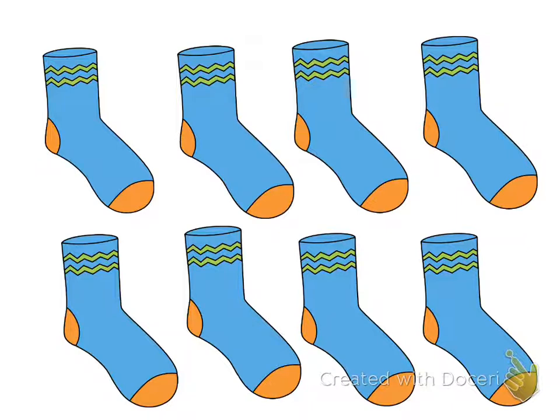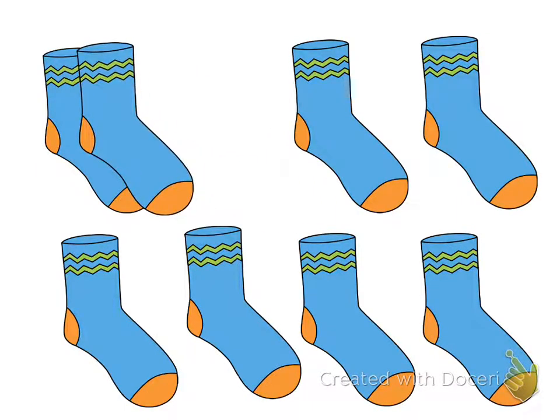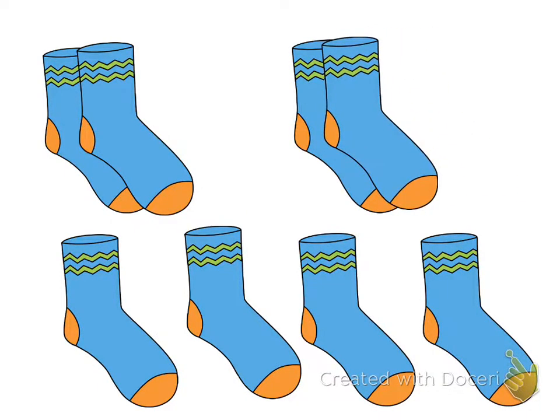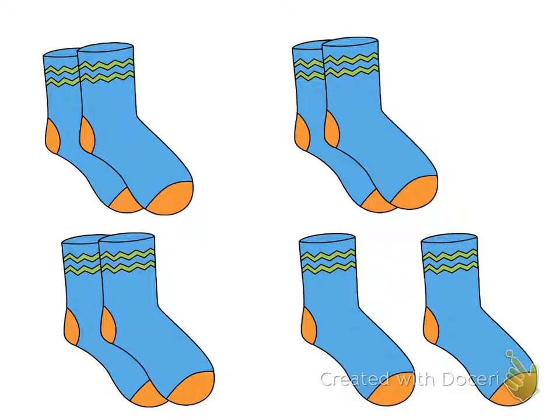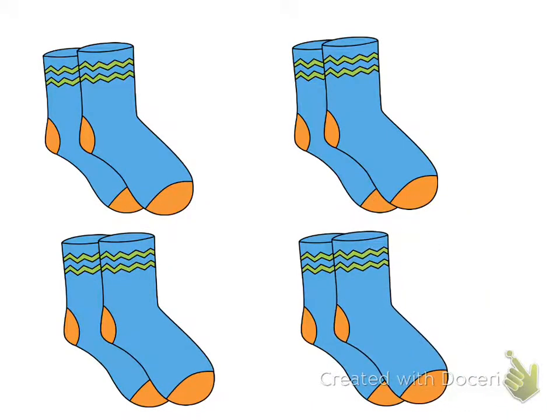So here I have all these socks, and there are 8 of them. And I need to see if 8 is an even number. So I'm going to put these socks into pairs because you never have one sock by itself, you always need 2. So let's put these socks into pairs. All right, so all the socks are in pairs and I don't have any left over. So that means that 8 is an even number because I can pair them into groups of 2.